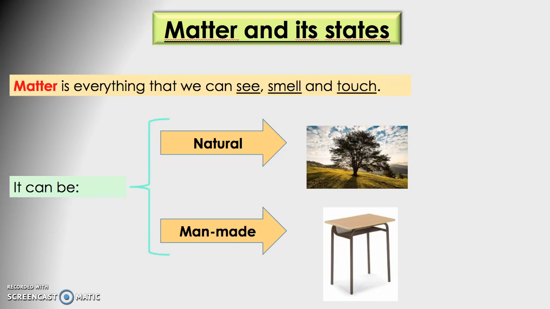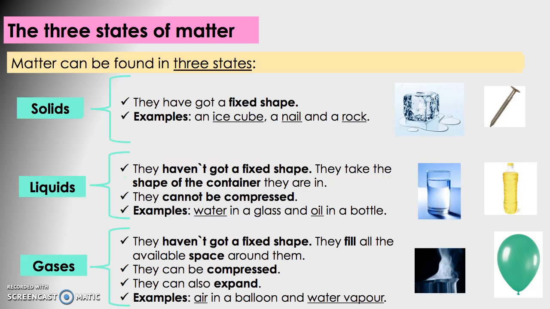What's matter? Matter is everything that we can see, smell, and touch. It can be natural, for example wood, or man-made, like a table. Let's see the states of matter. Matter can be found in three states.